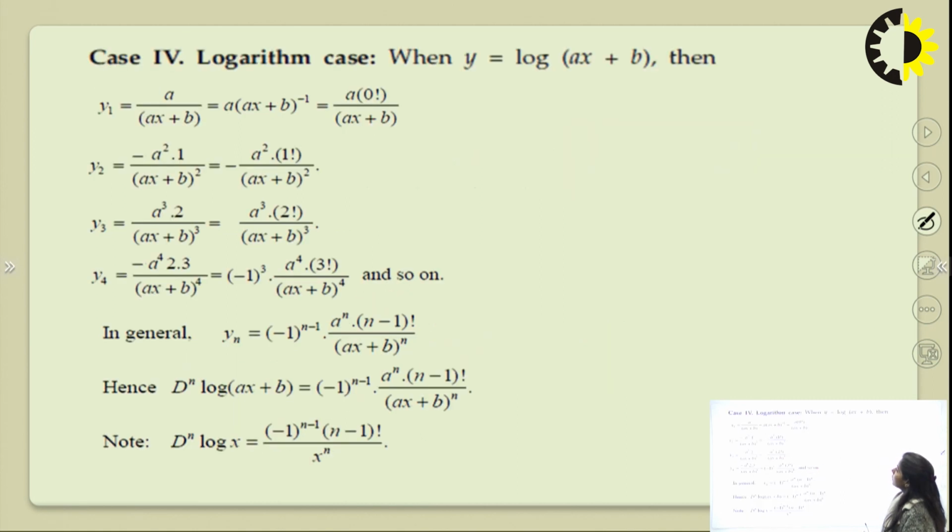Now the second function is y equals log(ax plus b).